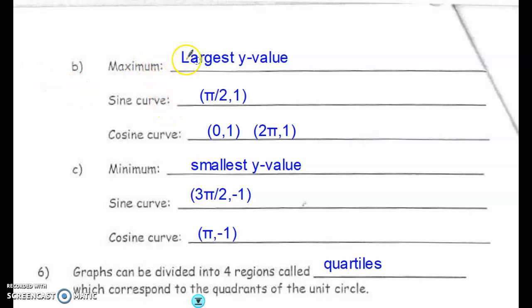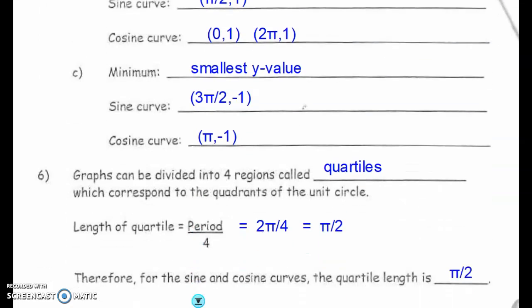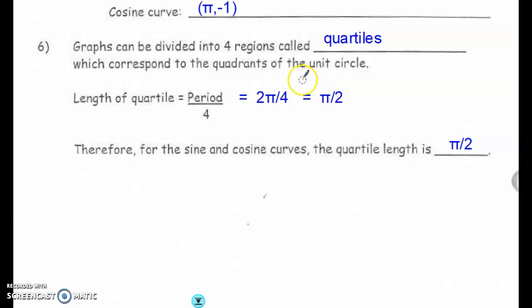The maximum value is our largest y value. For the sine curve it occurs at (pi over 2, 1). Notice how high it is, it's a 1. For the cosine curve it happens twice, at (0, 1) and (2 pi, 1). The minimum value is the smallest value. For the sine curve it's (3 pi over 2, -1), and for the cosine it's (pi, -1). Again, this will be more understandable to you as you graph.